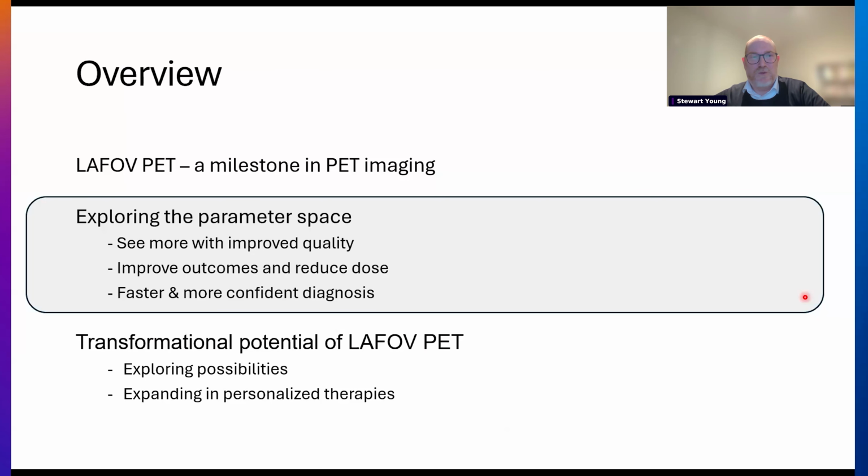So what I want to do here is just walk around that parameter space a bit and give some more examples of how we can see more with improved quality, how we can improve outcomes and reduce the dose, and achieve faster and more confident diagnosis using long-axis field of view PET systems.